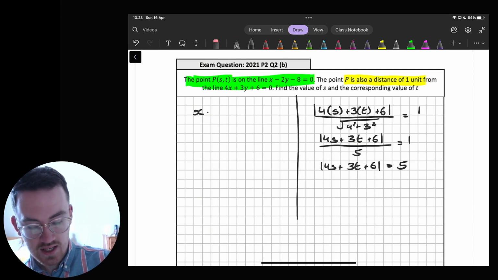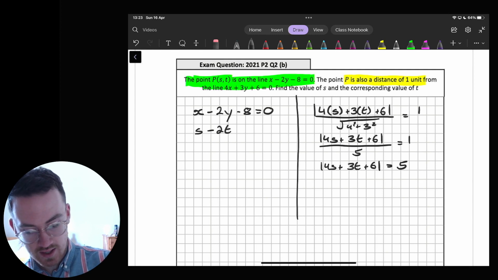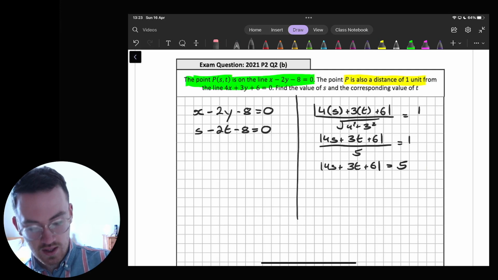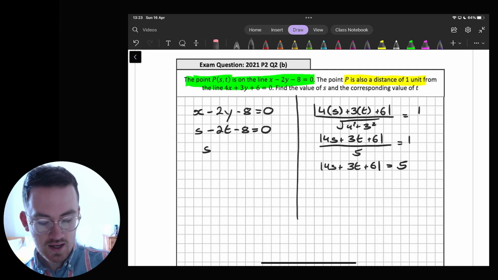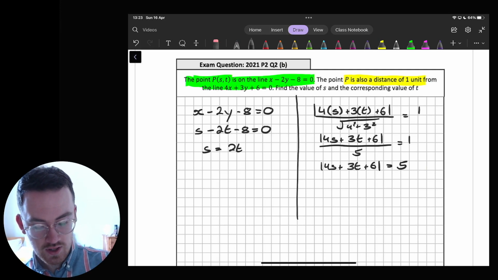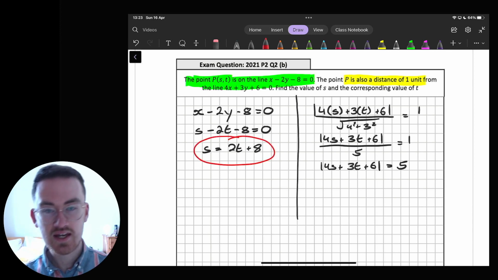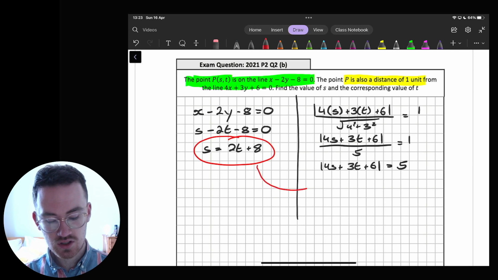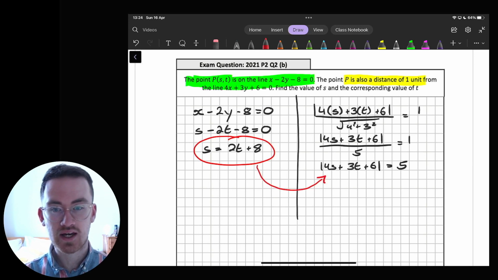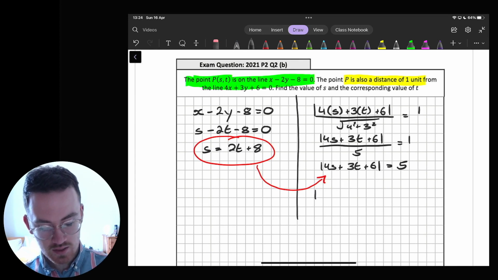So that means if I take my line, and if I sub in my values for x and y, I end up with something like this. And if I was to take that even further and maybe rewrite s in terms of t, well, now I have a way that I could sub back into this formula and remove s altogether and just have an equation in terms of t. So that's what we're going to do.